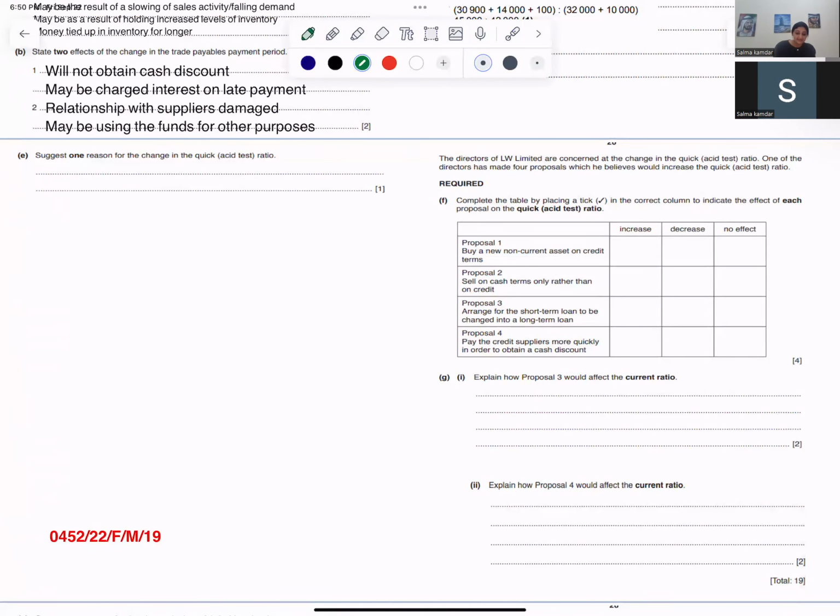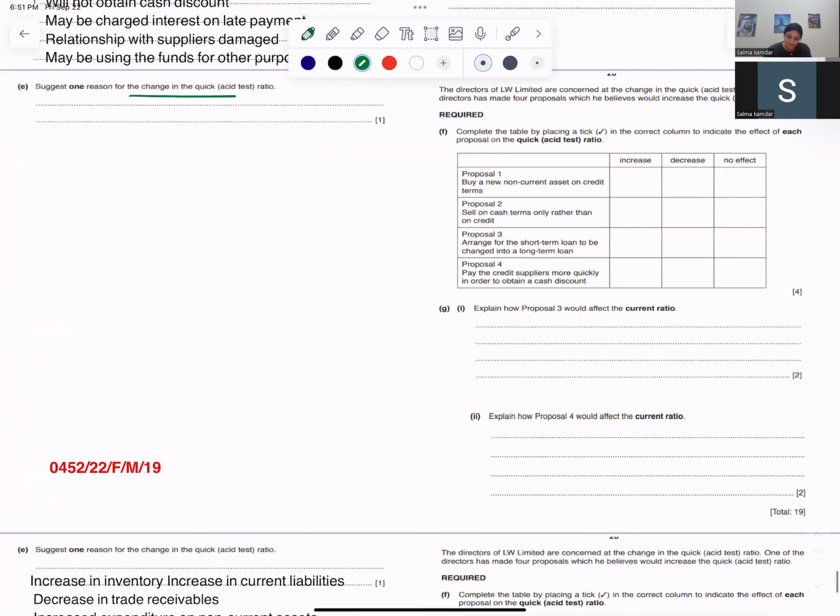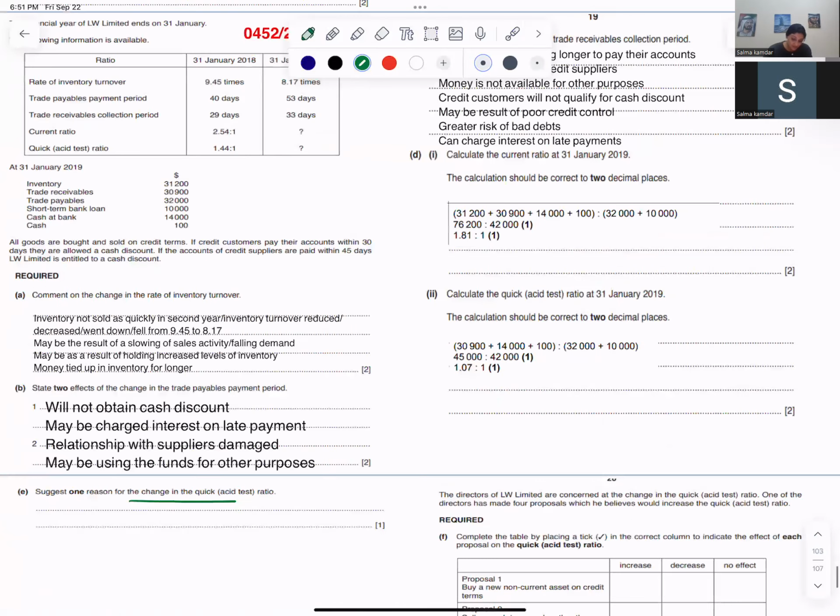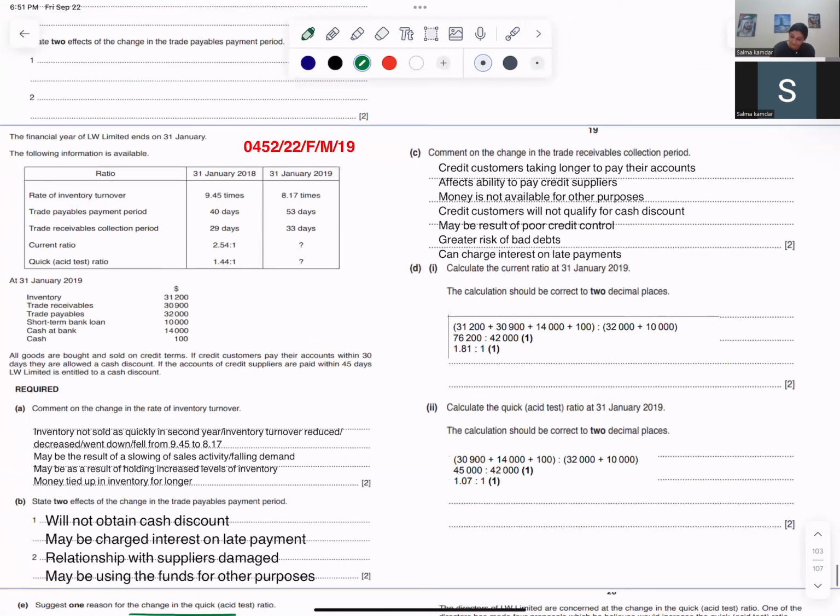So this is just putting the formulas. State one reason for change in the quick ratio, or for the change in the acid test ratio. Why will my quick ratio change? What is the reason for the change in quick ratio? Just check. I found out my current ratio over here, which is 1.8 is to 1. I found out my quick ratio, 1.07 is to 1. What is the reason why my quick ratio has fallen down?